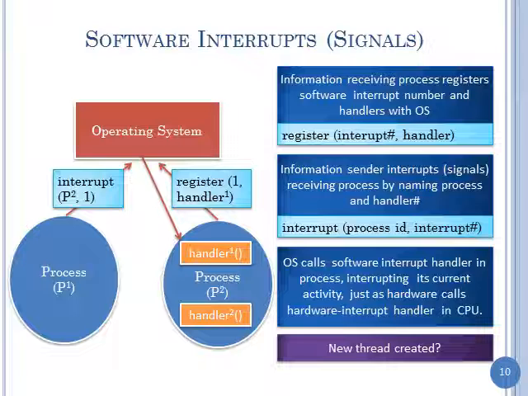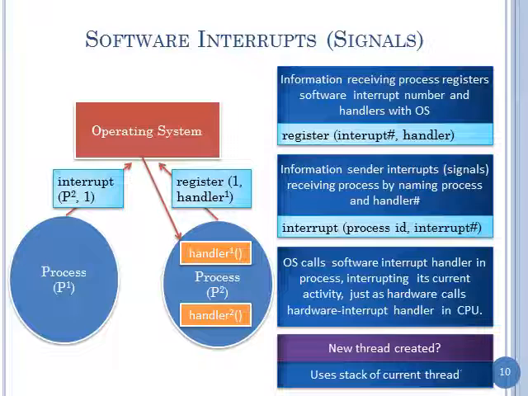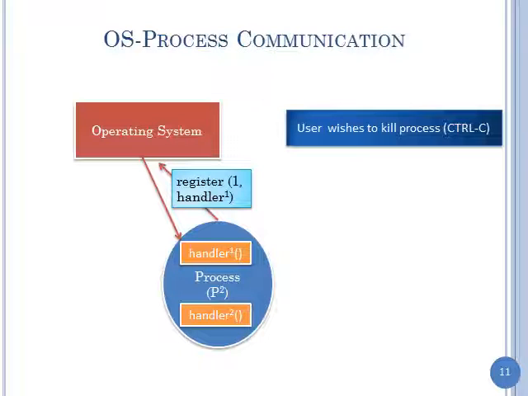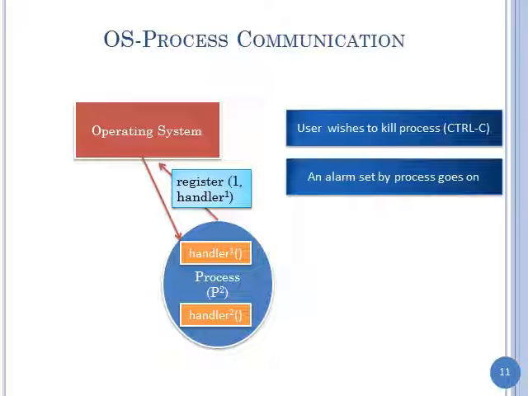Okay. So the new thread is not created. Use a stack of the current thread. And it's really meant for OS process communication. When you say Control-C, an interrupt goes to that process. And I was telling you how in Eclipse you can't send that signal, but from the OS you can.